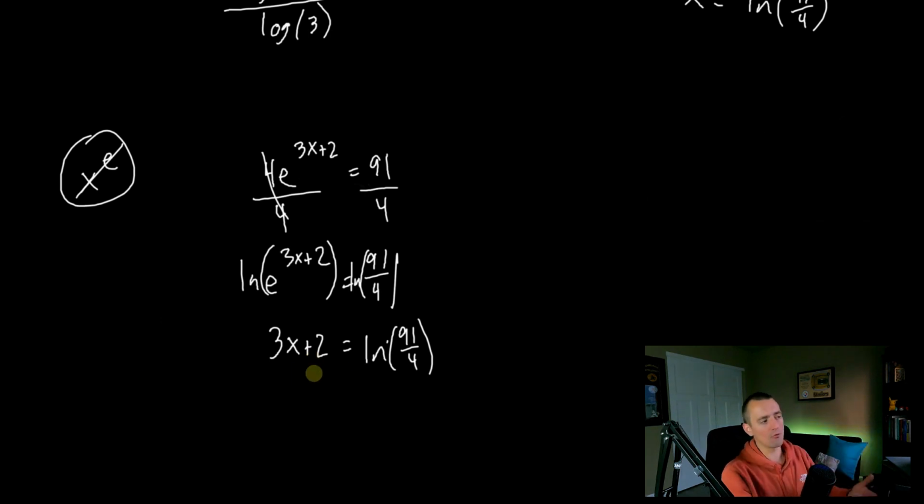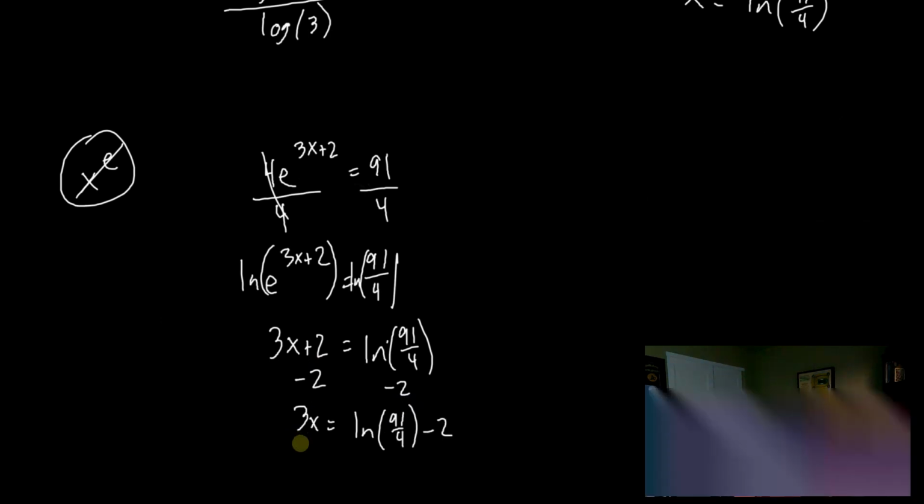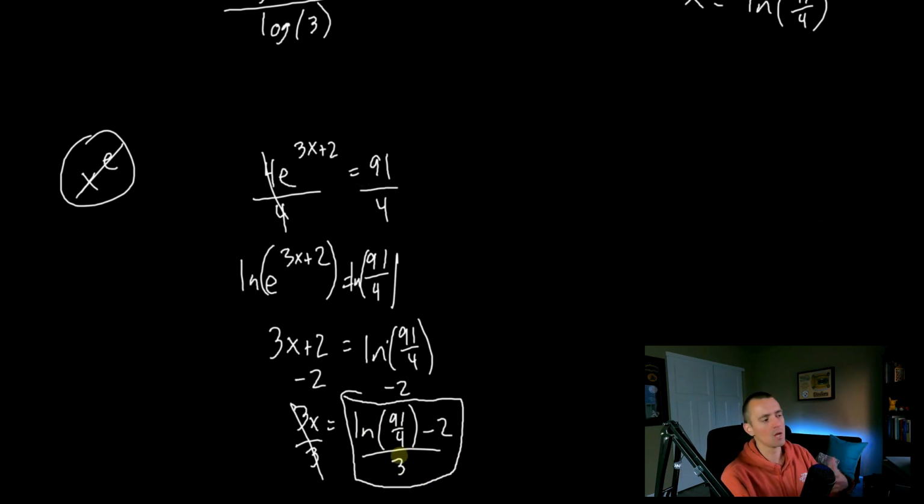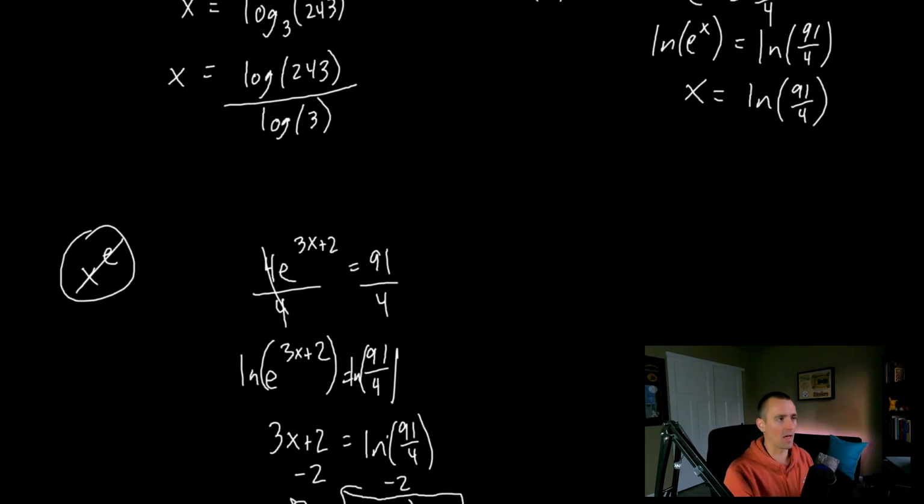So now from here, we can simply subtract 2 from both sides, and then divide both sides by 3. So that would give us x equals natural log of 91 over 4 minus 2, all over 3. So notice, again, obviously this is kind of a complicated fraction. You can plug all this into a calculator and figure out what that equals. I'm not going to bother with that, but I'll leave that to you.